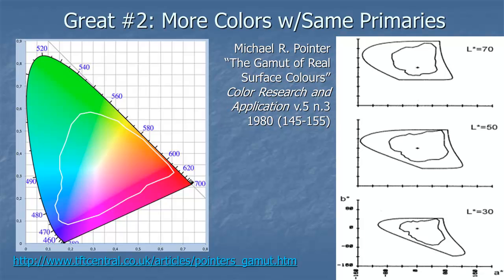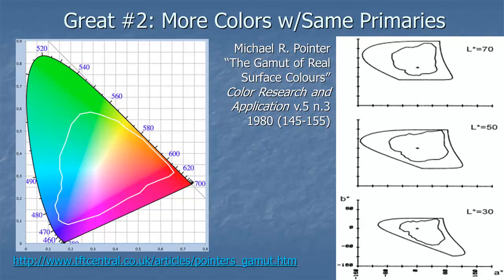So that was grade number one, that it's the most bang for the bit. Here's grade number two. You get more colors with the same primaries. This is the familiar chromaticity diagram. This white thing that you don't often see in the middle is called Pointer's gamut of surface colors. That's the real world colors that are out there. But that's only at one luminance level.